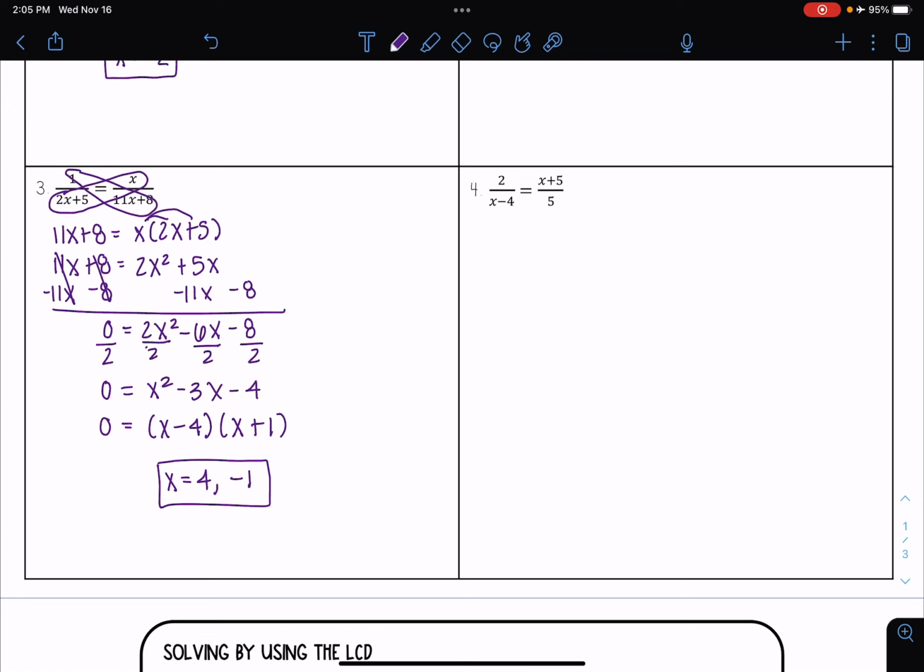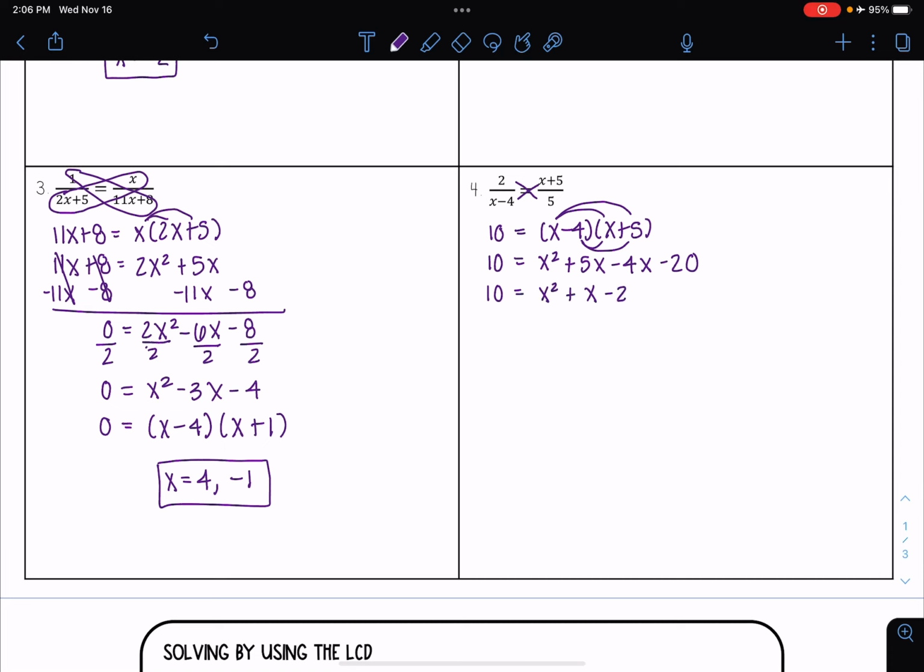So here, I'm going to do 2 times 5, which is 10, and then x minus 4 times x plus 5. Here I need to do double distribution, so x times x, I get x squared. x times 5, I get 5x. Negative 4 times x, I get negative 4x. Negative 4 times 5, I get negative 20. And when I simplify that, I get x squared plus x minus 20.